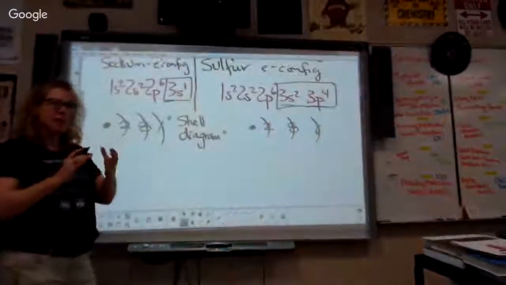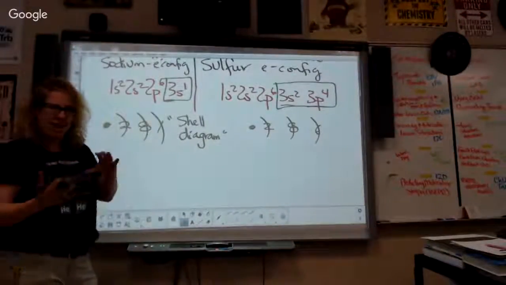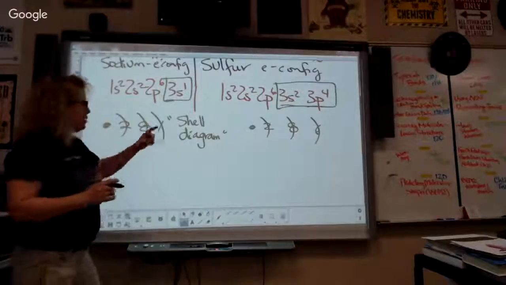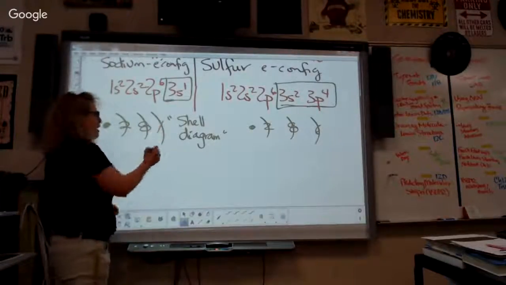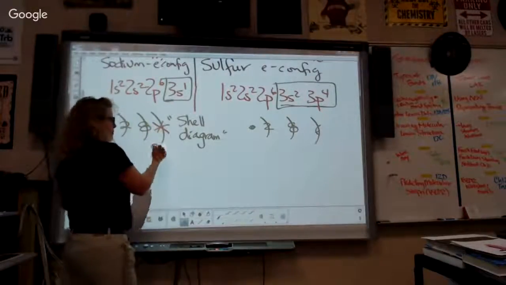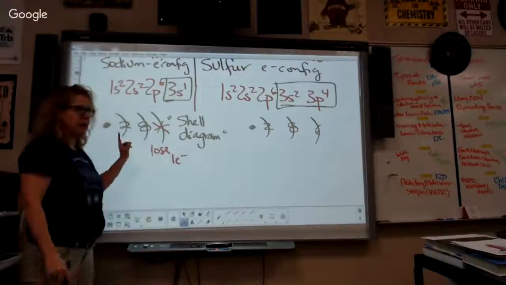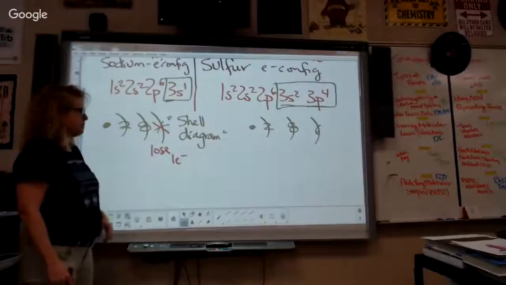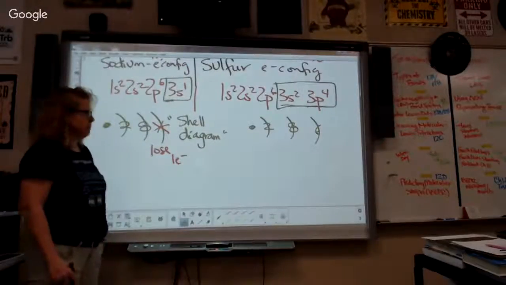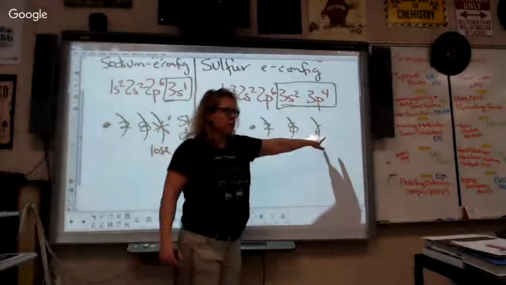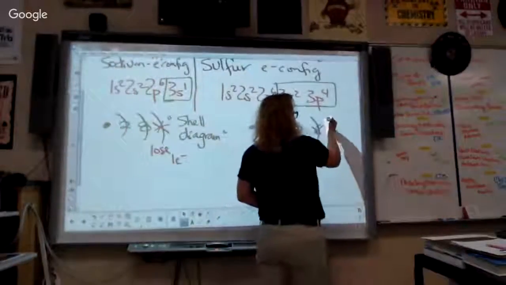Sometimes these shell diagrams make it a little bit easier to see how atoms become ions. So what is this one going to want to do to become an ion? It's going to want to get rid of it, right? If this one can do that, it's going to do this. And what is this one going to want to do? It's going to add 2.